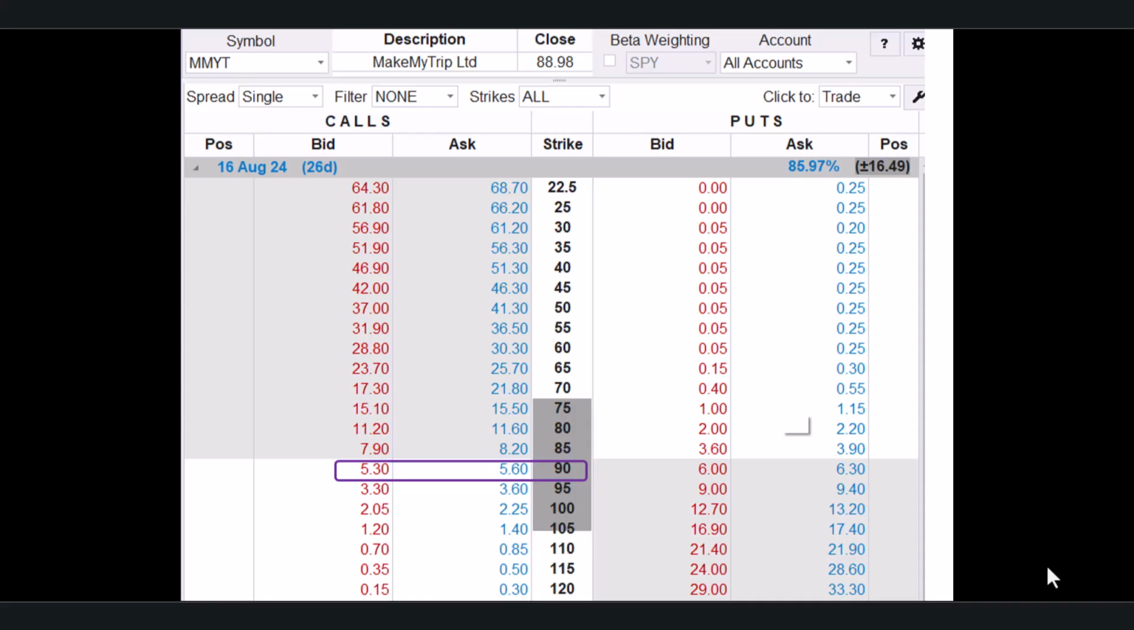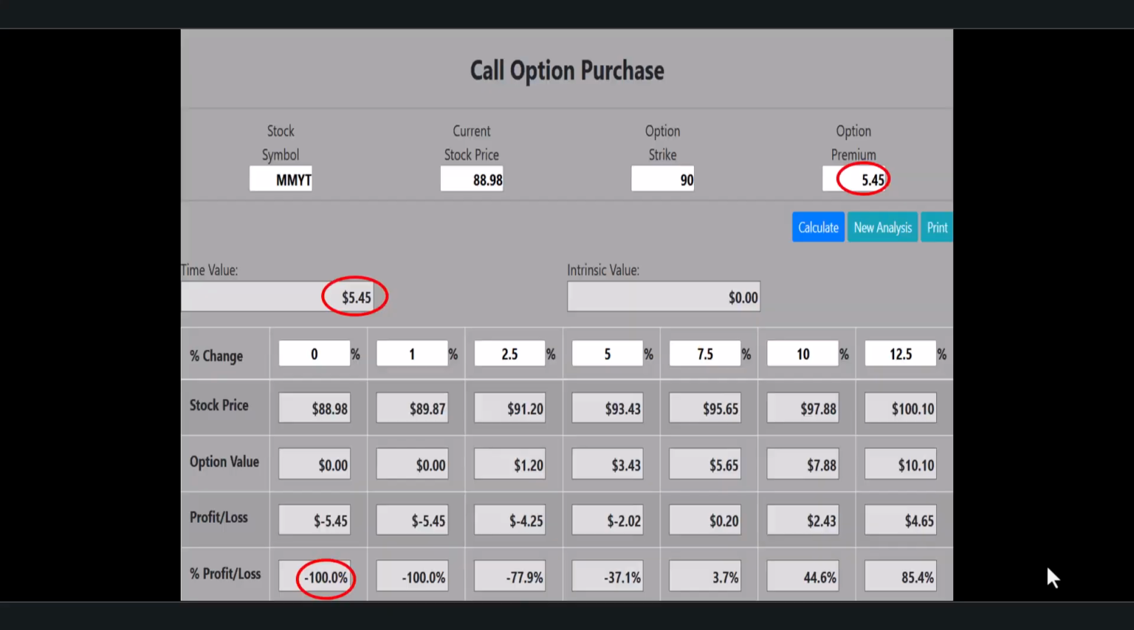Let's take a look at the profit potential for purchasing the 90 strike call, which is the closest strike to the current price of the stock. The bid-ask spread for the 90 call is 530 to 560. We tried to enter at the midpoint, so we'll use 545 as the buy price. Our call option calculator shows the profit potential for this call based on MMYT price changes at option expiration from flat to a 12.5% increase in price.